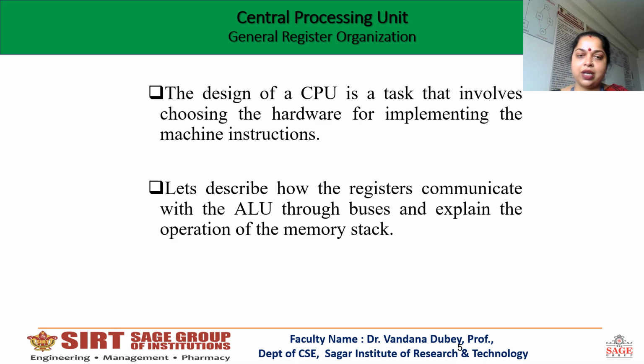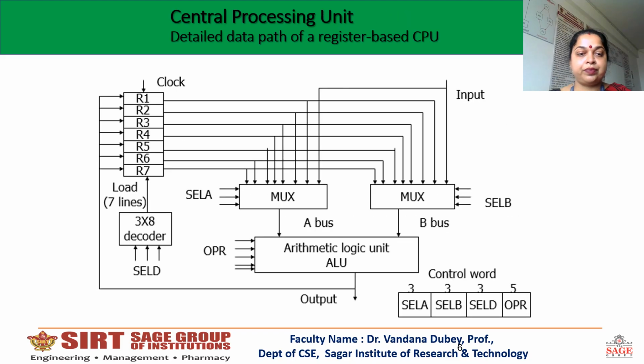The general register organization in a CPU enables efficient execution by allowing registers to communicate directly with the ALU via data, address, and control buses. Let's explore how registers interact with the ALU using buses and delve into the operation of the memory stack. This diagram represents a detailed data path of a register-based central processing unit. This type of CPU relies on registers for storing and processing data during computation.